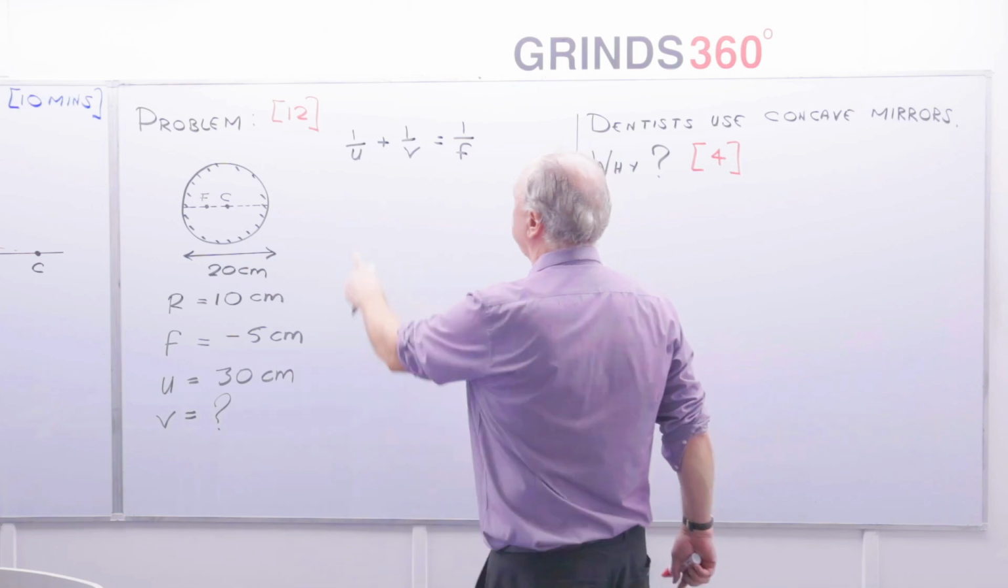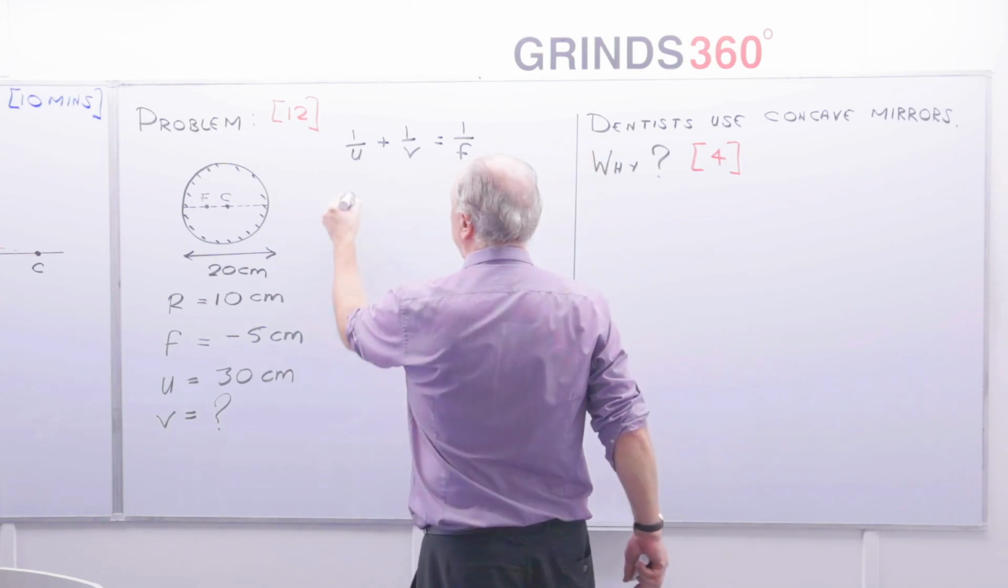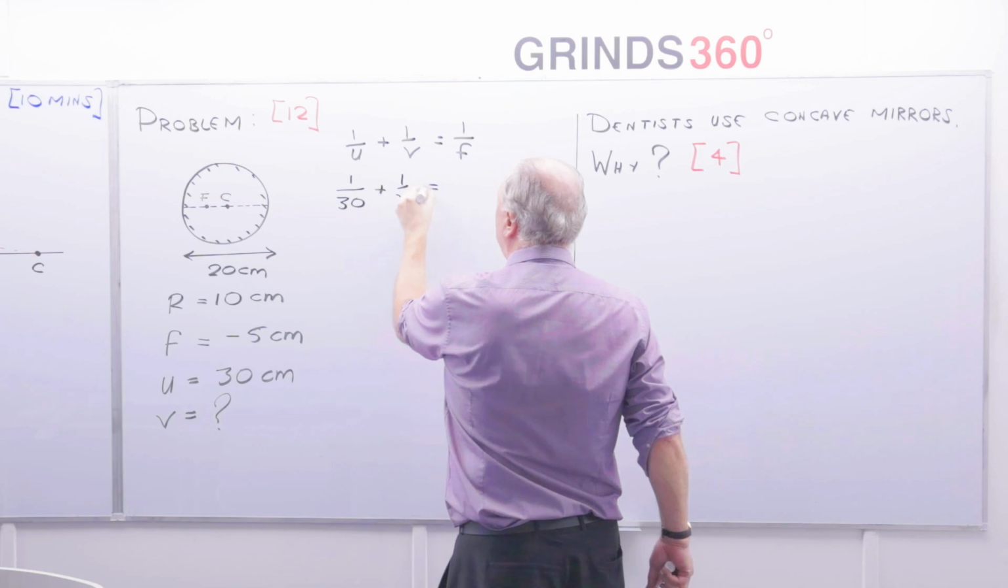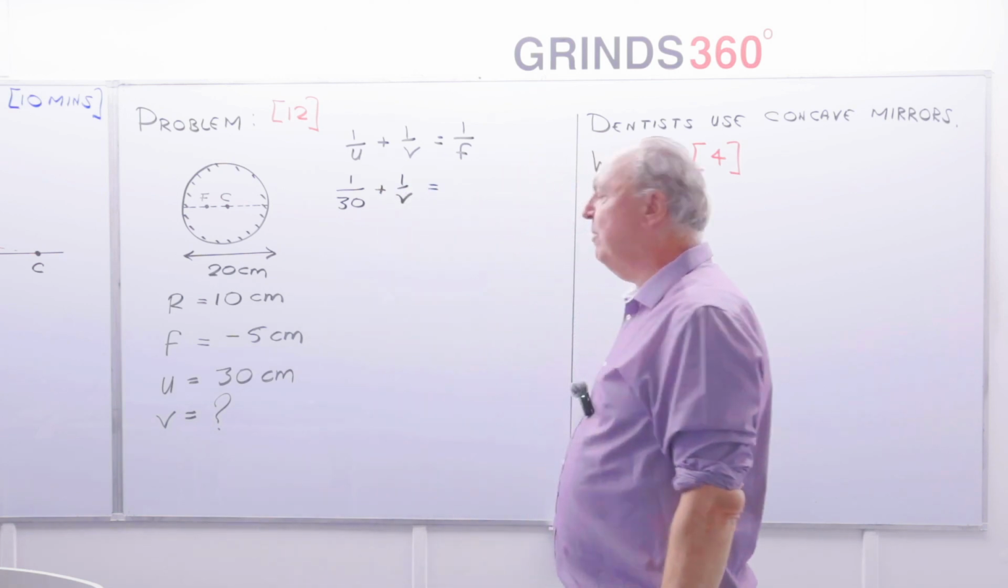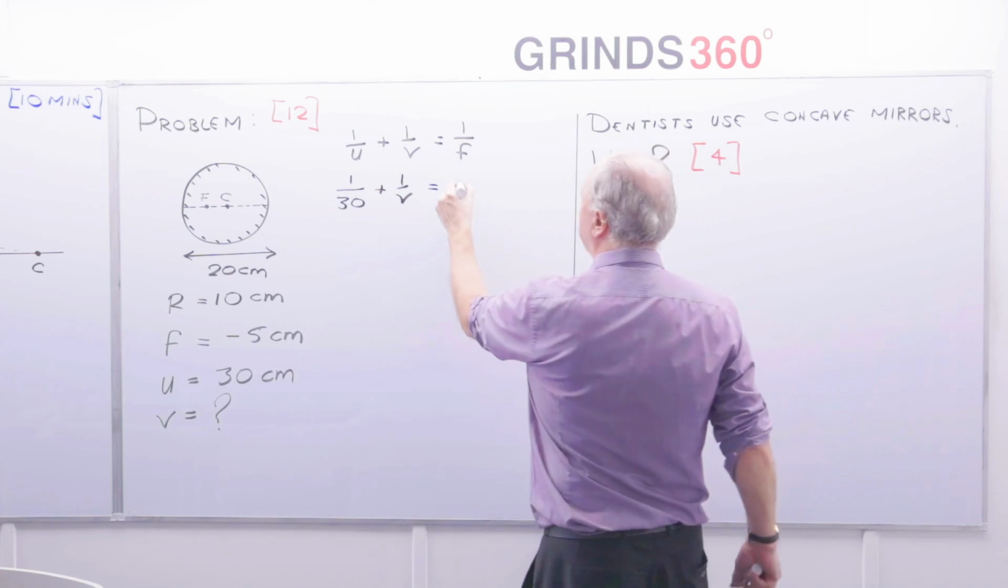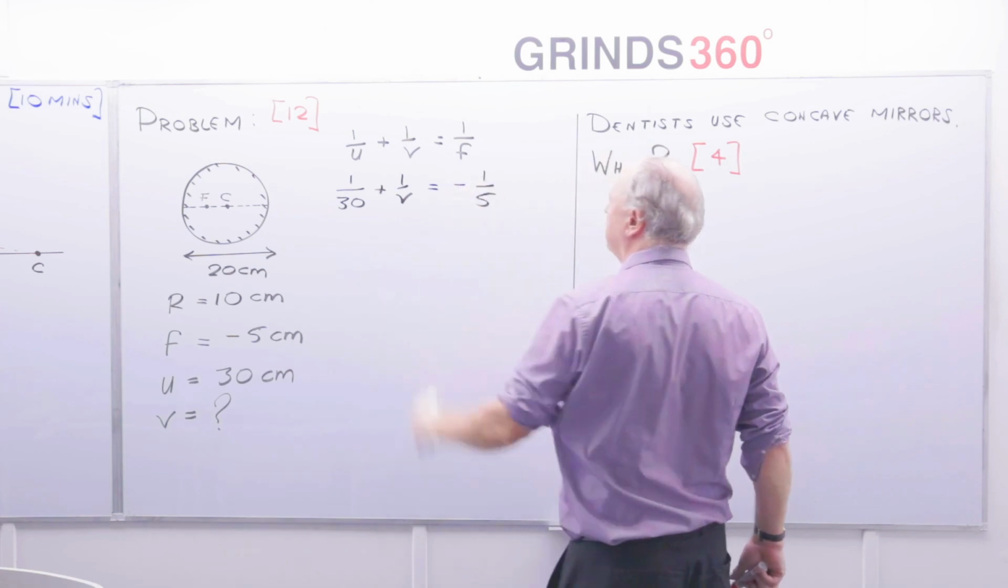Let me fill in the numbers. I've got 1 over U, that's 1 over 30, plus 1 over V, I'm looking for that, is equal to 1 over F, 1 over minus 5. Throw the minus out in front, so it's minus 1 over 5.